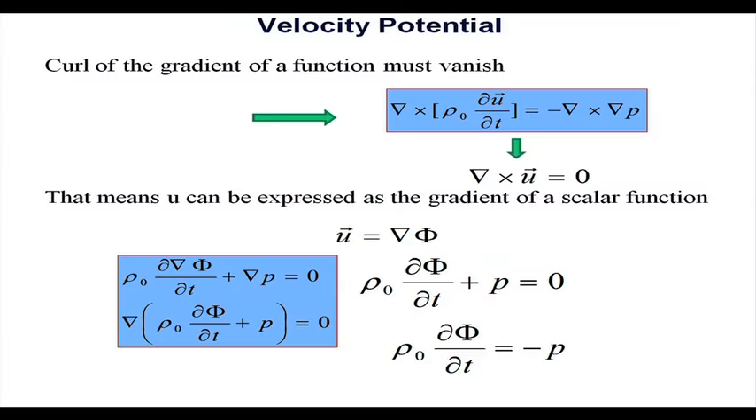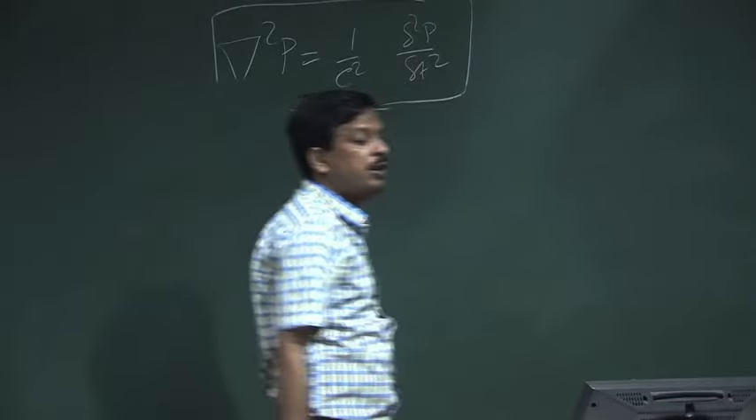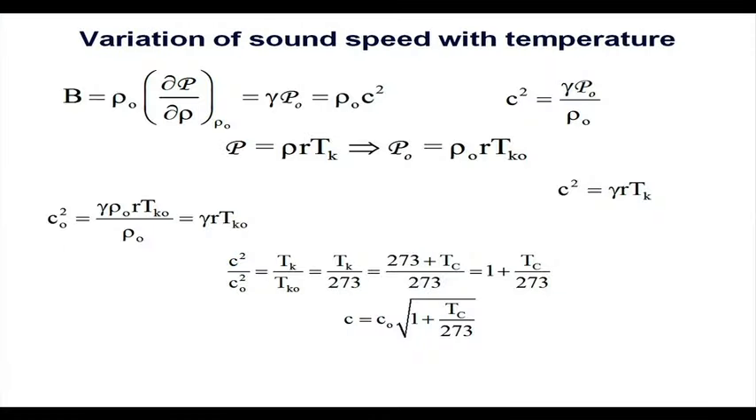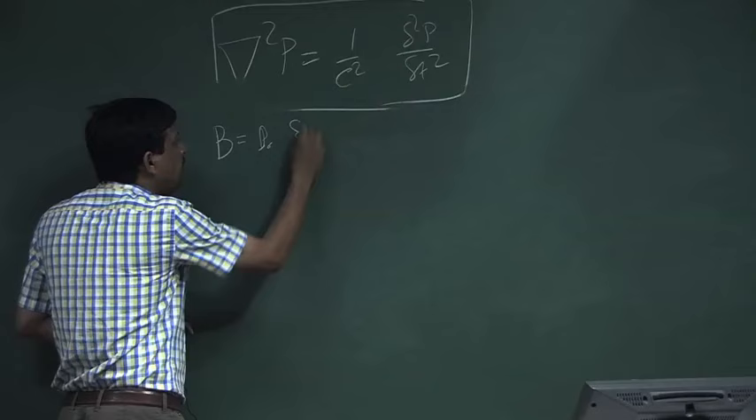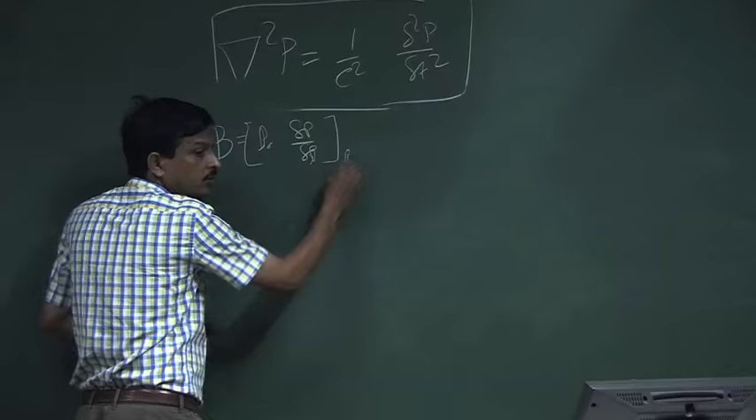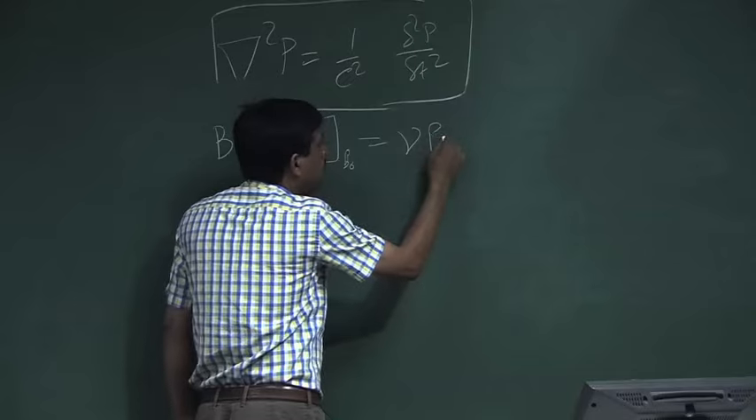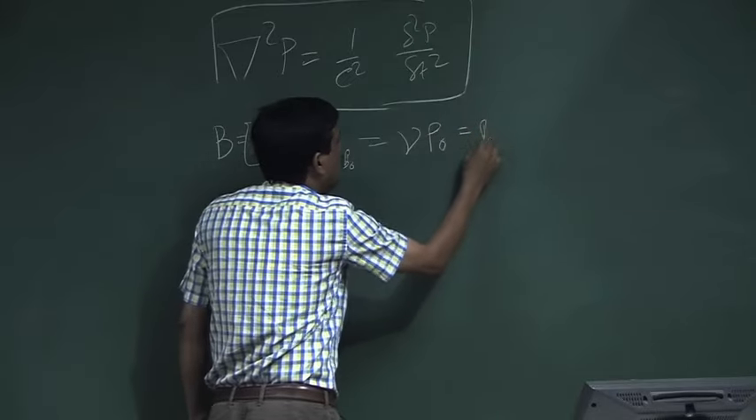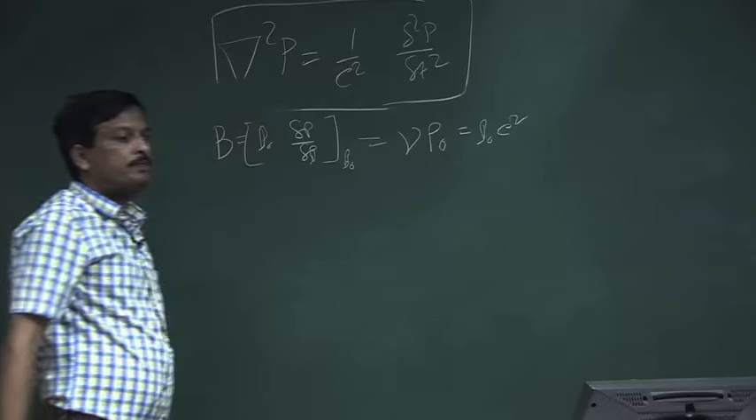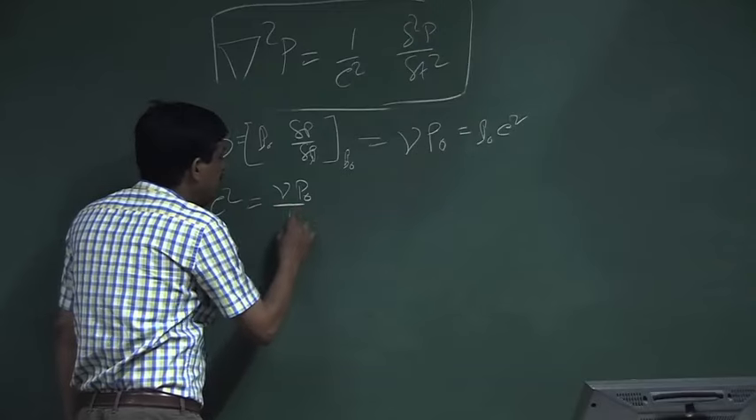Now, what is c? The velocity of sound depends on temperature. How does the velocity of sound depend on it? I say the bulk modulus B is equal to rho 0 del p by del rho, at rho 0. It is nothing but gamma p 0, where the total pressure is rho 0 c square. So what is c square? c square is gamma p 0 divided by rho 0.